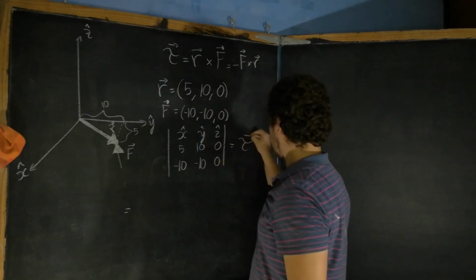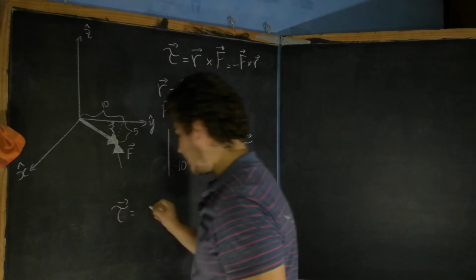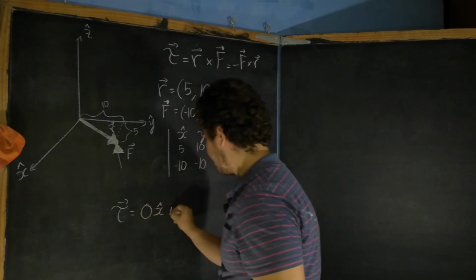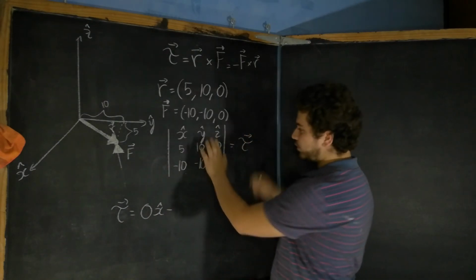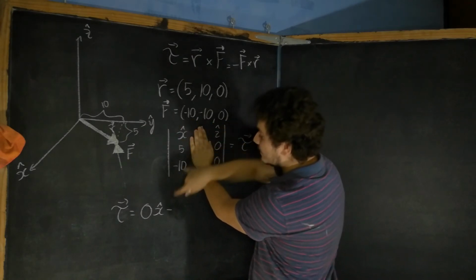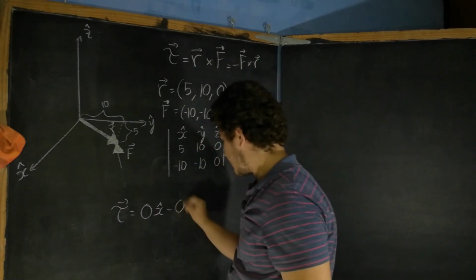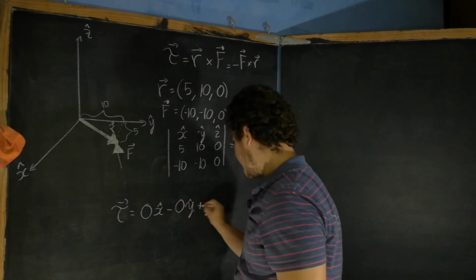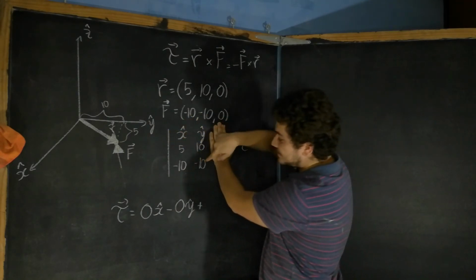Let's say this is equal to the torque. So the torque would be equal to 0 in the X component, plus, well, this is a minus actually, minus, and we cross out these terms and we say 5 times 0 minus 10 times 0. And because both are multiplied by 0, this is actually a 0 as well. 0 in Y.